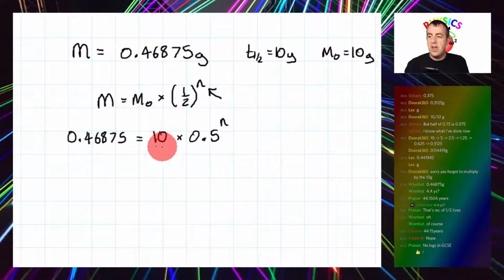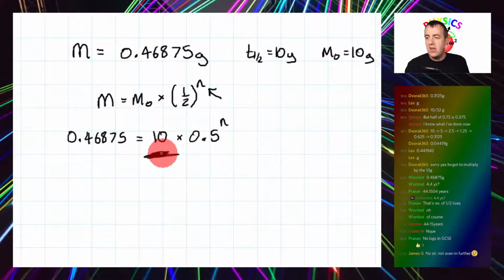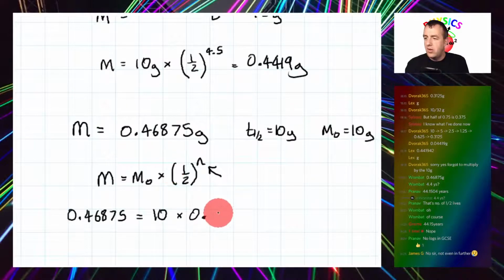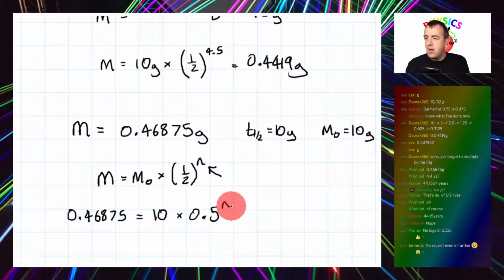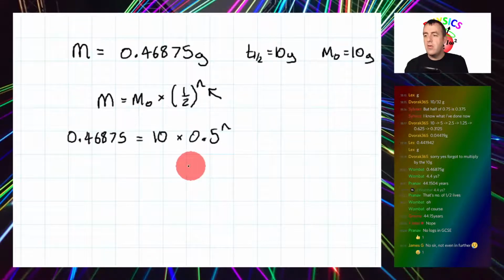First of all, let's get rid of this 10. GCSE maths, I know you've got that. I just want a simple equation. What's the first step to get rid of this 10? Not even further. Okay, that's okay, James. Not a problem. 0.5 to the power of n. How do I get rid of that 10? Come on, GCSE students. I want to get the n.